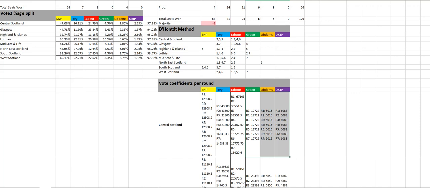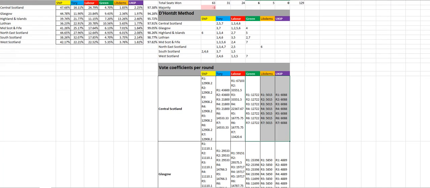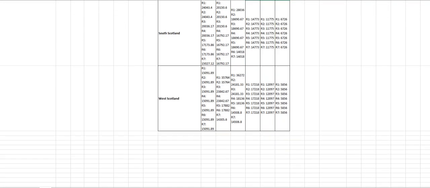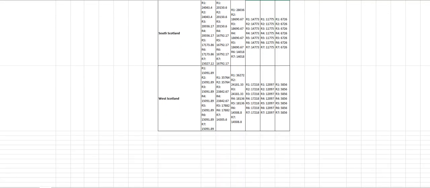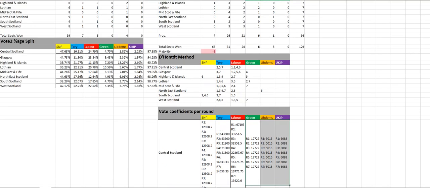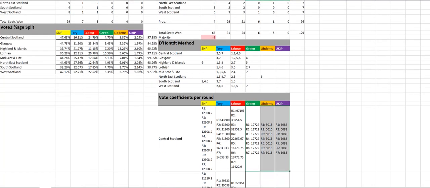That is how the d'Hondt system works, and that's how it will work for all the other regions. In Glasgow, Highlands and Islands, South East Scotland, all other regions, they applied the same scenario. And it worked to a certain extent in the SNP's favour, especially for the south of Scotland.